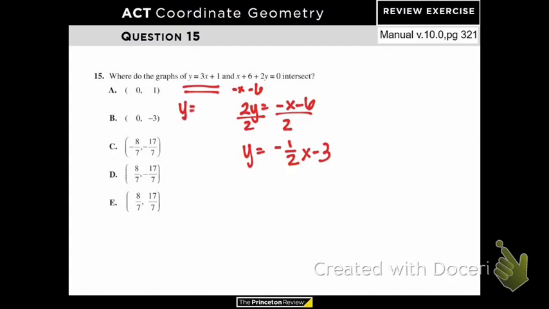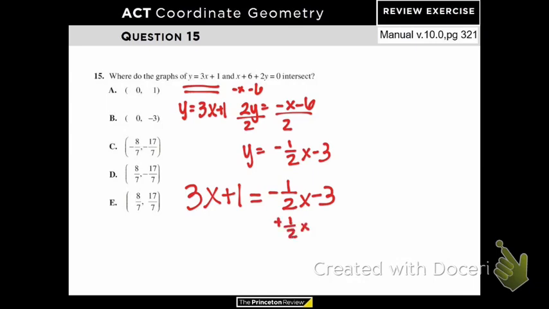Now that these are both set up as y equals something, we can actually set these equal to each other and solve to see where they intersect. Okay, so I'm going to set these equal. 3x plus 1 equals negative 1/2 x minus 3. So I want to get the x's on one side, numbers on the other, so I'll add that 1/2 x over, and I'm also going to subtract the 1 over to the right side.